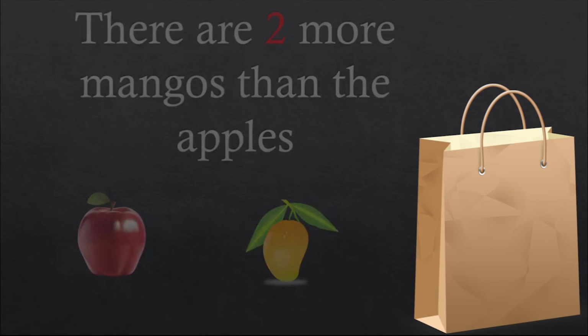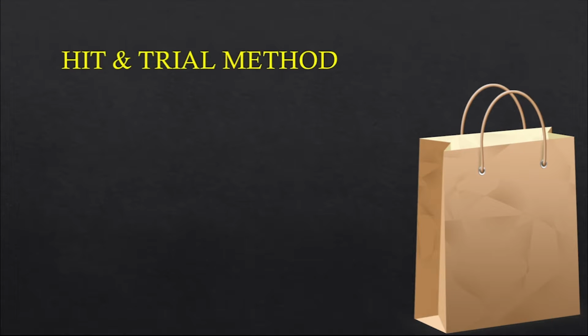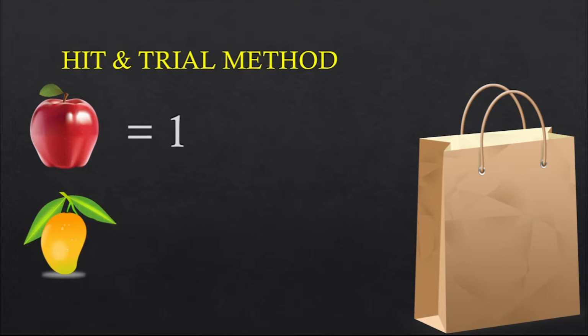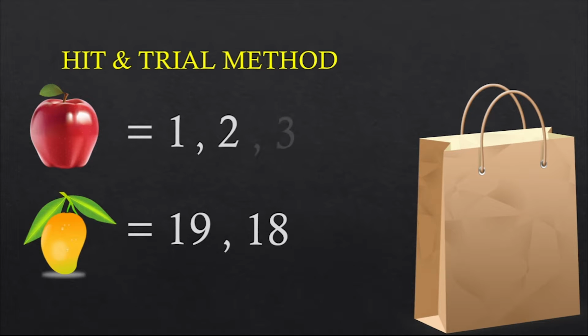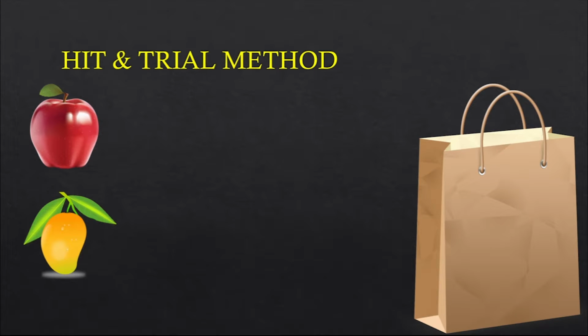There are so many ways to solve this puzzle. The first one is a simple trial method you can use. It's the hit and trial method, where you try different values of the fruit, such as 1 apple, 19 mangoes, 2 apples, 18 mangoes, and so on, and then see which values fit the puzzle. So if you keep trying with the hit and trial method, what answer will you get? Yeah, that's right. It's gonna be 11 mangoes and 9 apples.